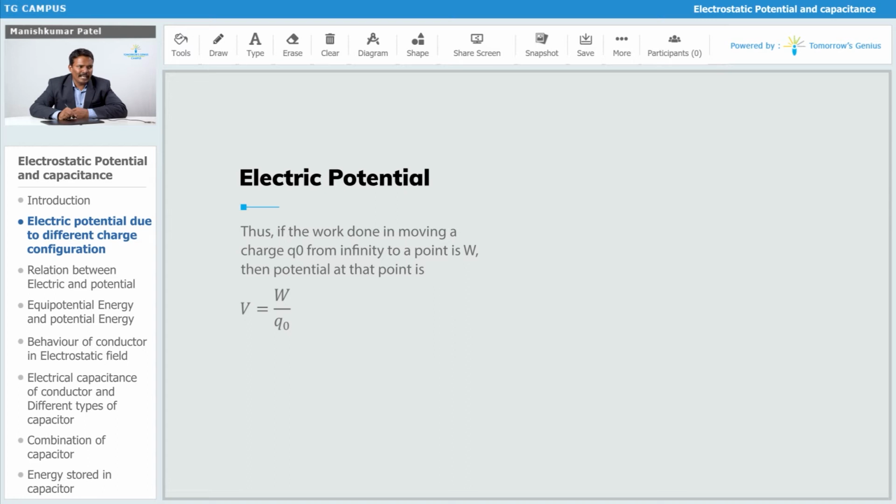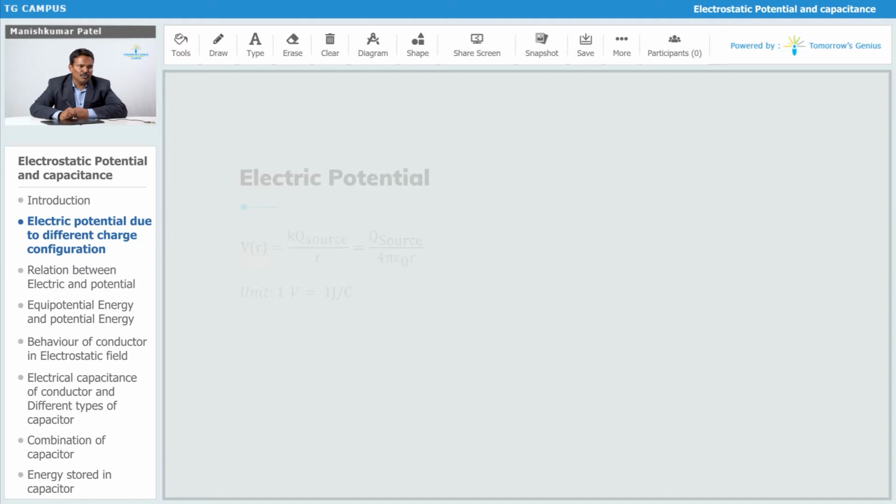So the same thing I defined. Potential you can say is work done per unit charge. Now that charge is moved from infinity to the respective location. That's why it is called W upon Q naught.